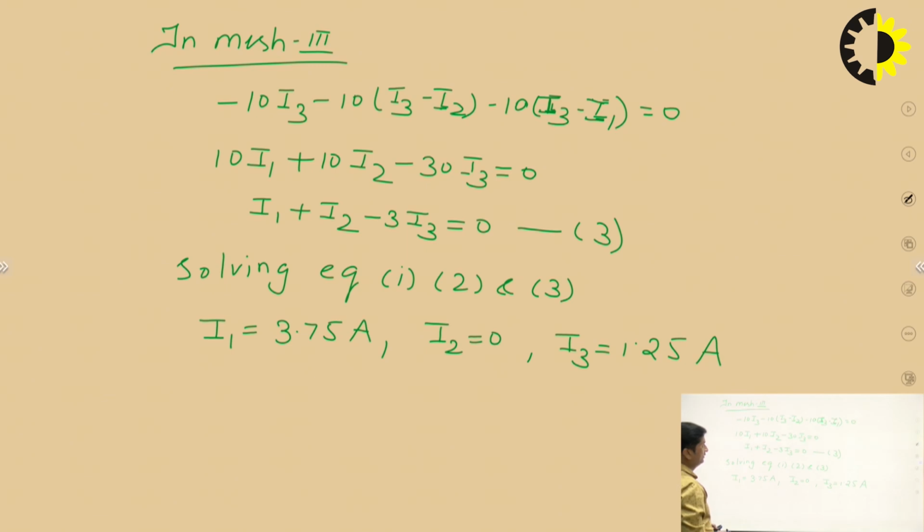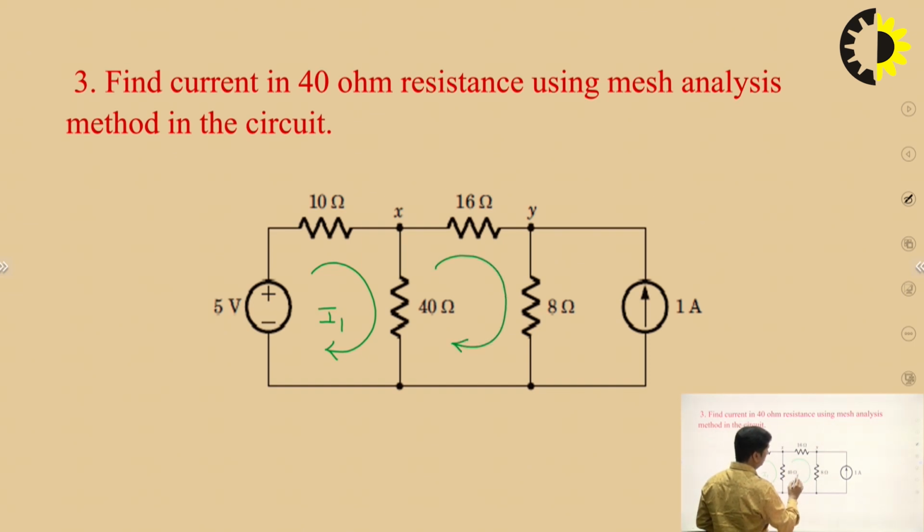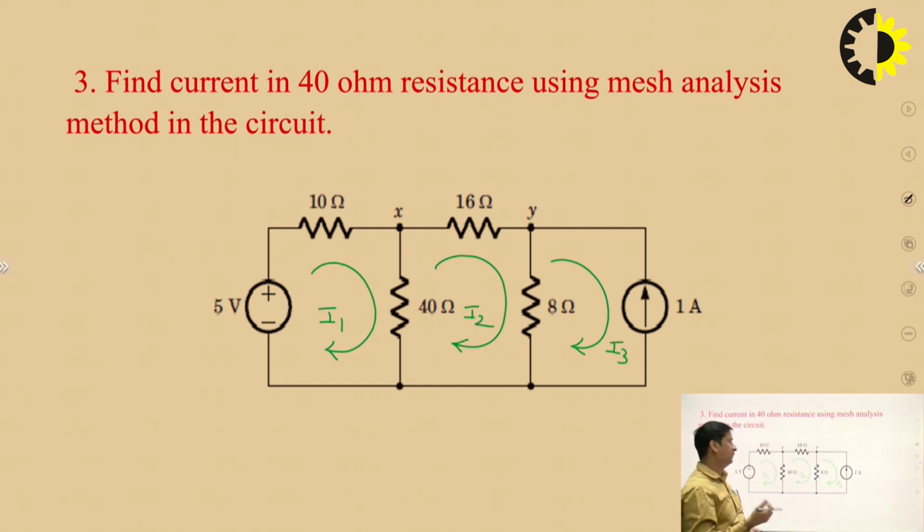Further, let us solve another problem based on mesh analysis. Here, find the current in the 40 ohm resistance using mesh analysis. We can see that here we have three meshes. Let me take the first one. I1, I2 and I3: we can assume the current in any direction, either clockwise or anticlockwise, but as a convention I take it in the clockwise direction. So I1, I2, I3 are the three currents, which are called the mesh currents.